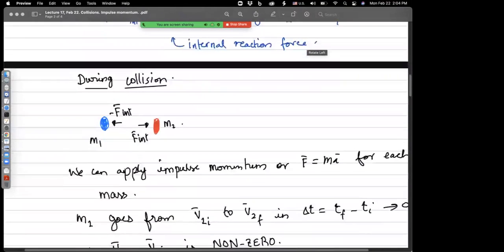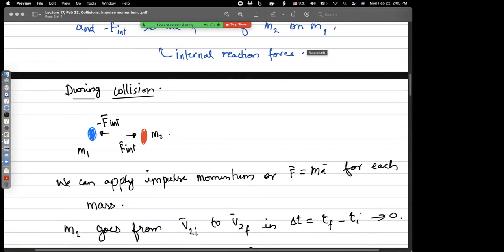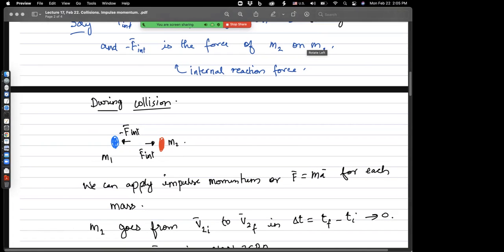But for the individual masses, what's going on, right? By the premise of the situation, the mass M2 goes from V2 initial to V2 final. So before the collision, this is the velocity. After the collision, this is the velocity. And it goes from this velocity to this velocity in time delta t, which basically goes to 0 because we have an infinitesimal time duration, okay?